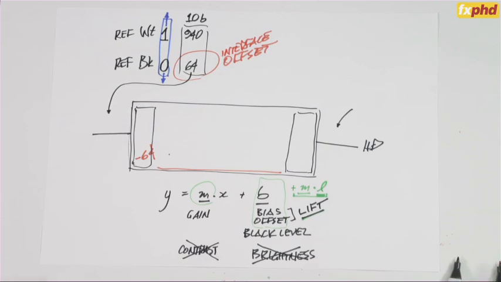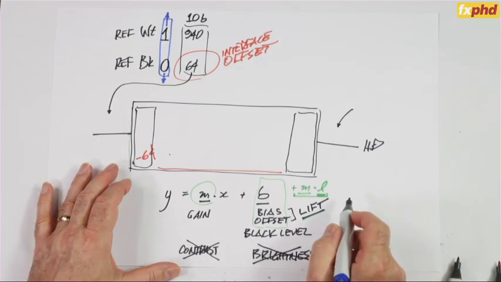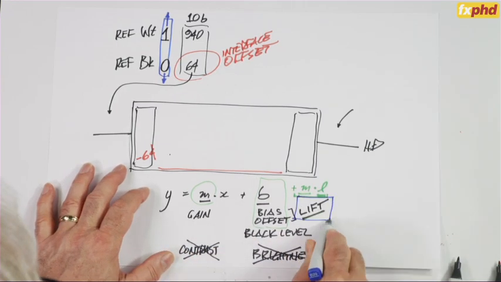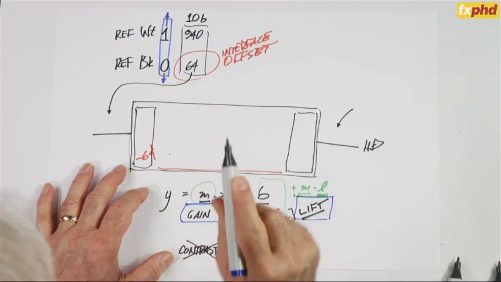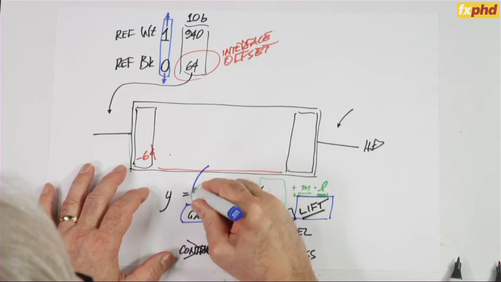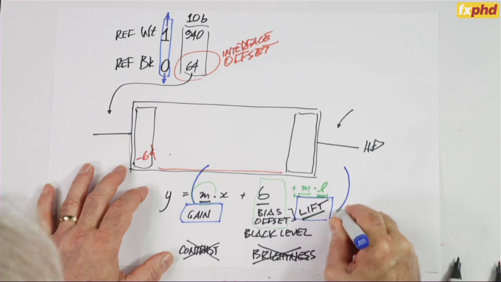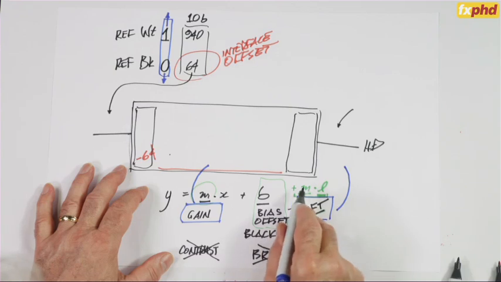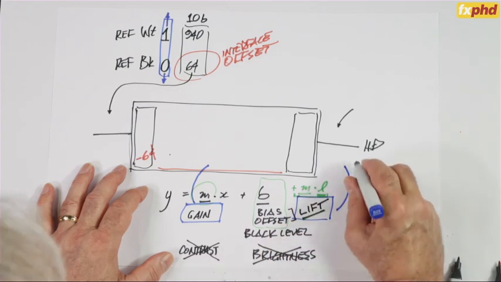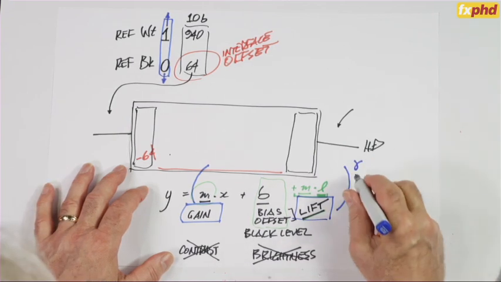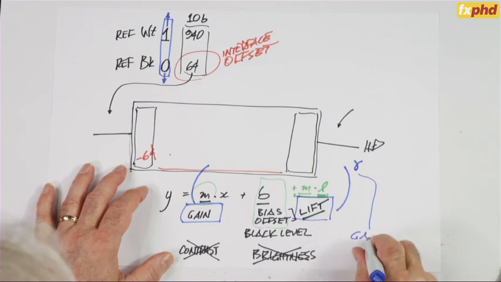Now, the other piece for grading is we've got lift, gain, and one more thing. The one more thing is to put parentheses around that mx plus b, or mx plus m times L, and raise that to a power, which I'll symbolize by the Greek symbol, and that, of course, is the Greek symbol for gamma.